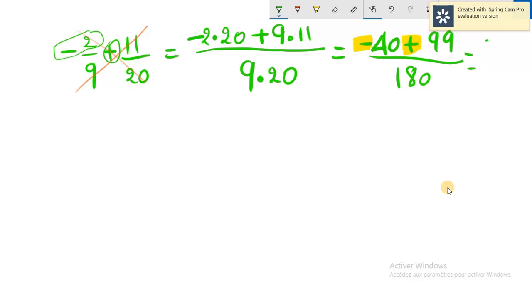Now, the question you should be asking yourself: which number is bigger than the other in absolute value? Is it 99 or 40? Actually, 99 is bigger than 40, regardless of the sign. So 99 is positive, so 59 is going to take the sign of the bigger number, which is positive. Now here you have over 180. So the result is 59 over 180.